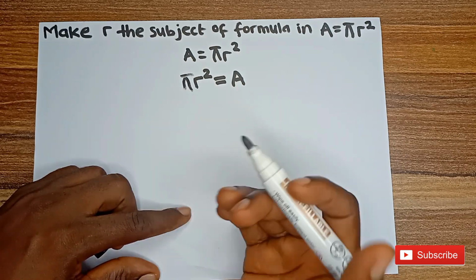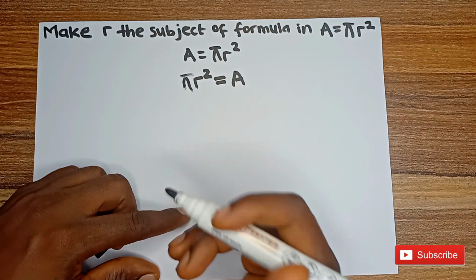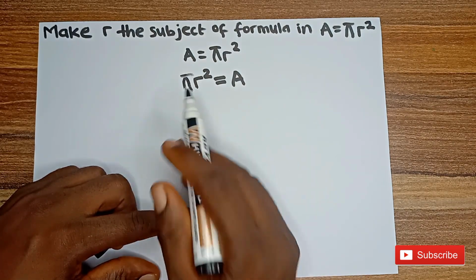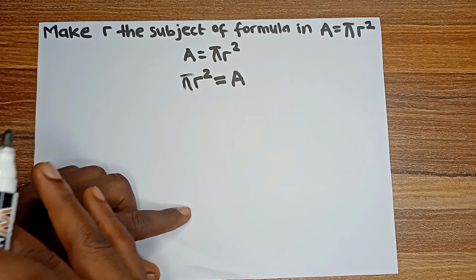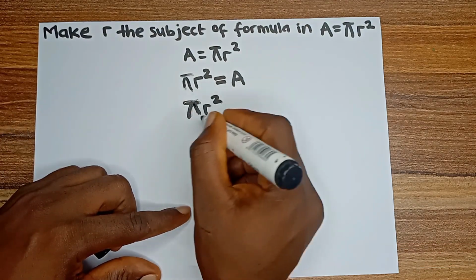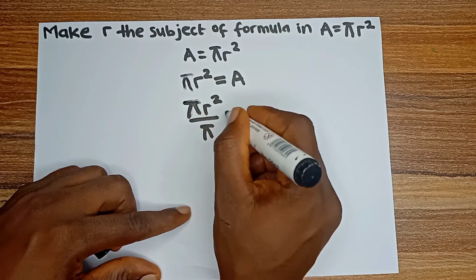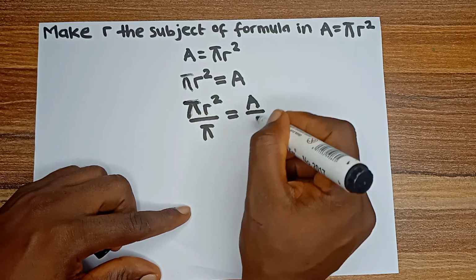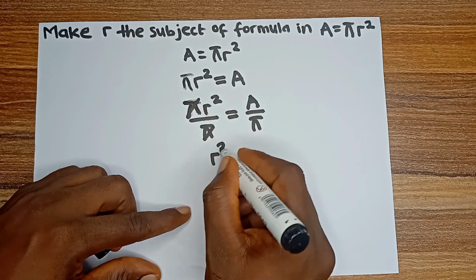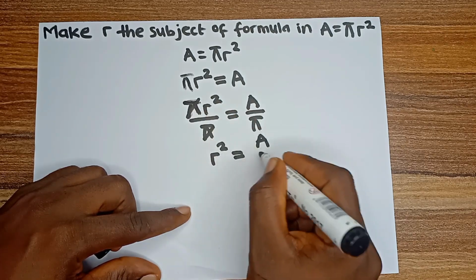So we are going to introduce the opposite of multiplication, which is division. We are going to divide both sides by pi in order to eliminate pi from the left side. So we have pi r squared all over pi is equal to A all over pi. So pi is going to cancel out pi. We have r squared is equal to A all over pi.